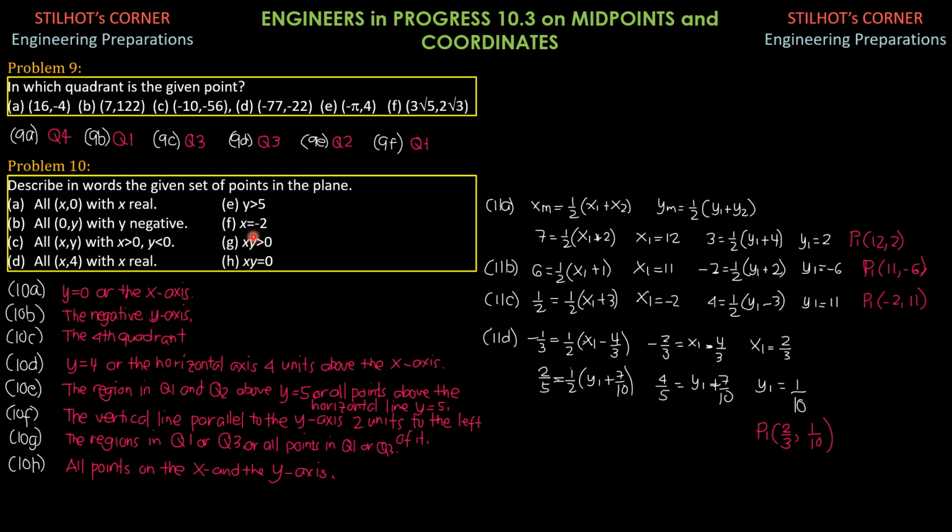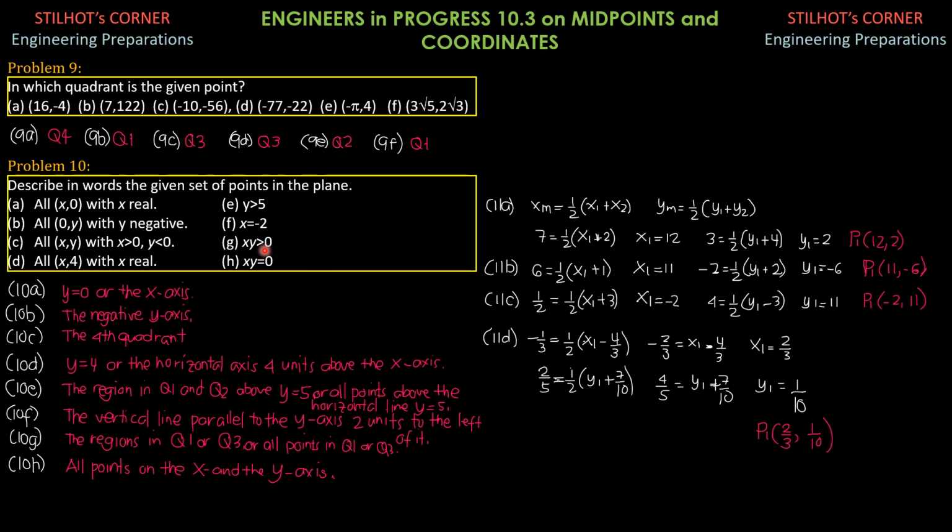Then f, x is equal to negative 2. This is represented by a vertical line 2 units to the left of the y-axis, because the abscissa is negative 2. So it is the vertical line parallel to the y-axis and 2 units to the left of it.